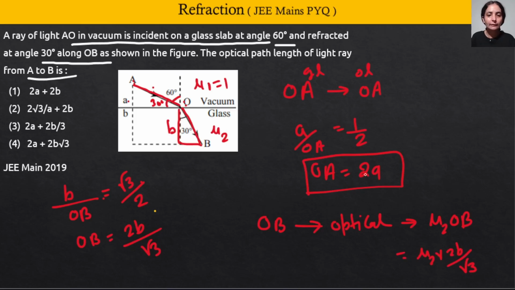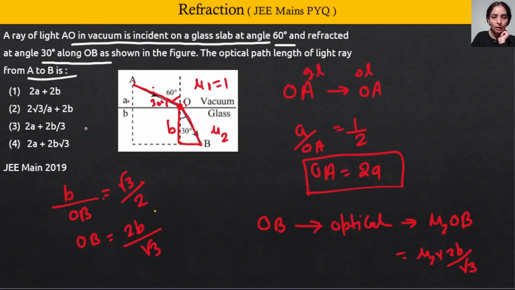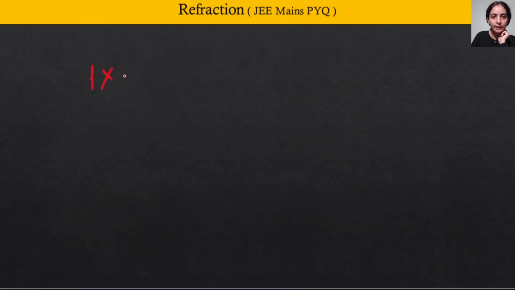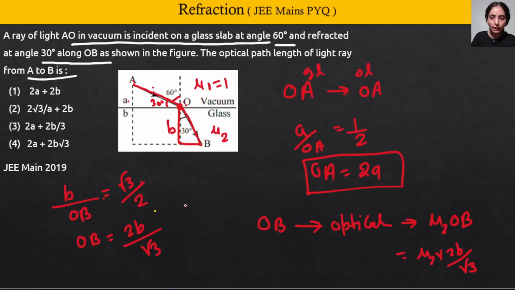How can we find mu 2? We can use Snell's law at this interface O. So let us use Snell's law. Mu 1 into sine of the angle of incidence, sine 60, is equal to mu 2 sine 30, right? Sin 60 you write as root 3 by 2. This is mu 2, and sin 30 will be half. So mu 2 is root 3, and here you will put the value of mu 2 as root 3.